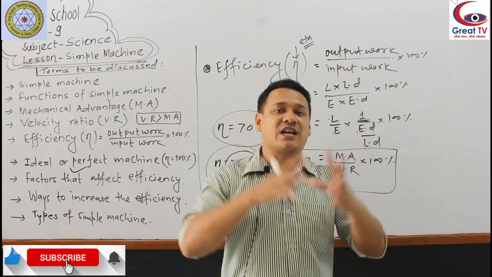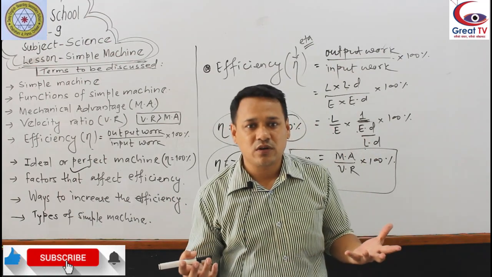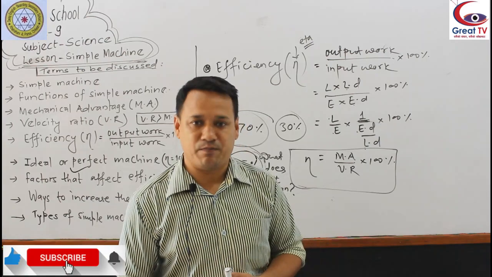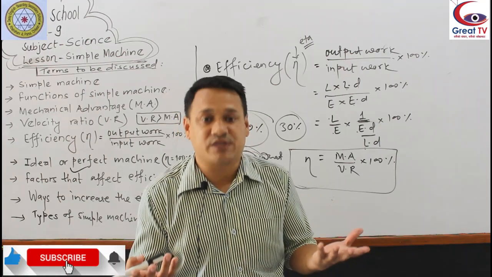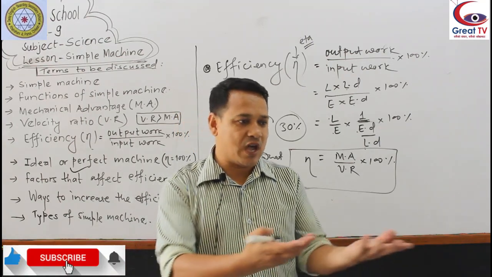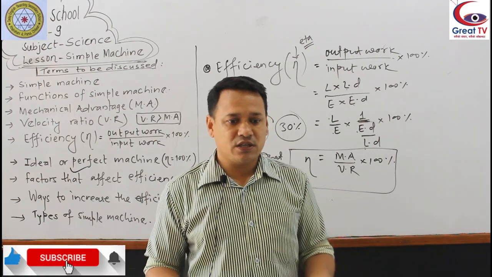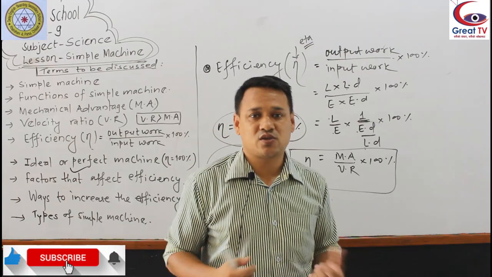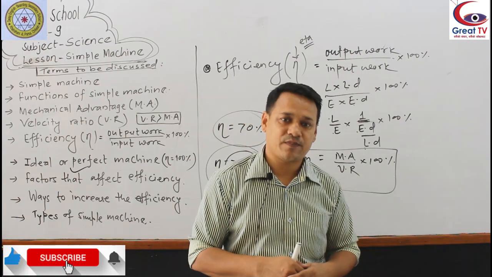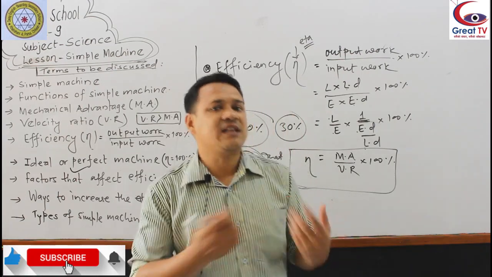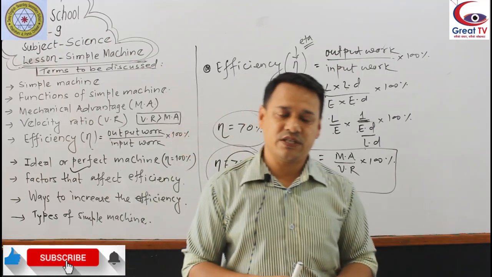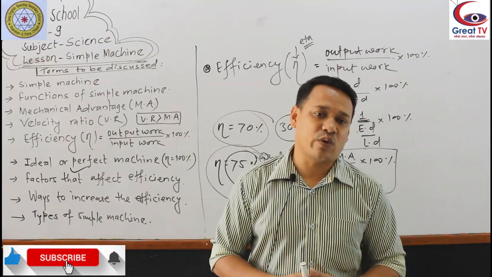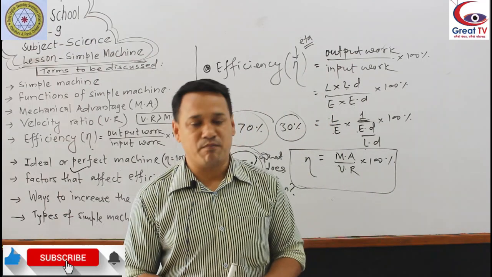And to reduce the effect of gravity, what can we do? We can reduce the weight of movable parts of the machine. We can use lighter parts. If you have used iron parts, then you can use aluminium. Aluminium is lighter than iron, so we can use lighter parts, which are less affected by the force of gravity, and can increase the efficiency of the machine. So in this way, we can increase the efficiency of a machine.